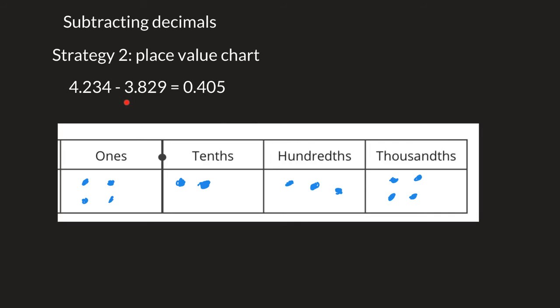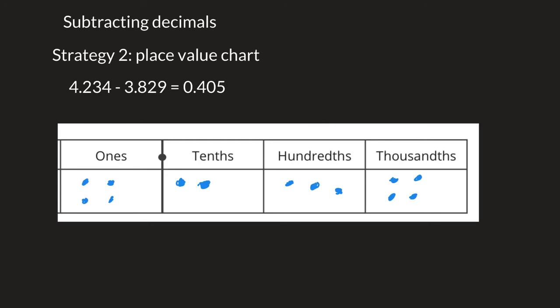We're going to take away 3 ones, 8 tenths, 2 hundredths, and 9 thousandths. We already can tell that there's not enough hundredths and thousandths and tenths in the places. So what we have to do is take some and regroup it into the other places. So let's do that right now.